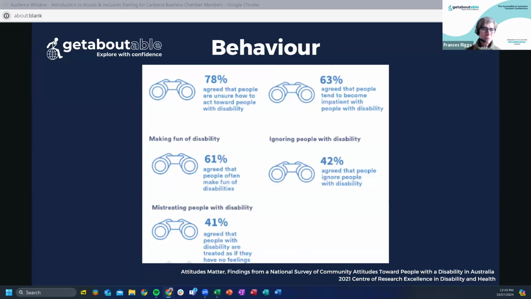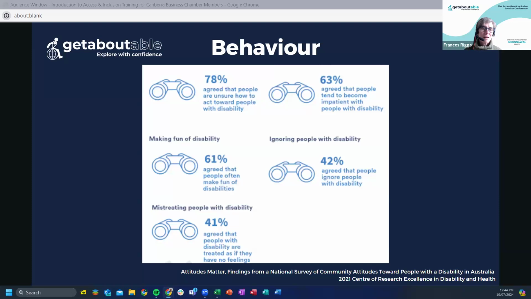63% agreed that people tend to become impatient with people with disability. 61% agreed that people often make fun of people with disability. 42% agreed that people ignore people with disability. And 41% agreed that people with disability are treated as if they have no feelings.